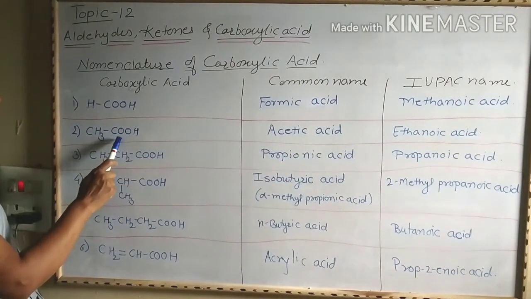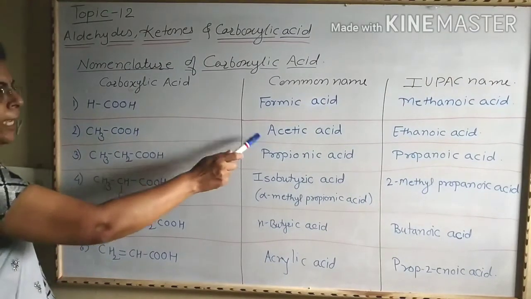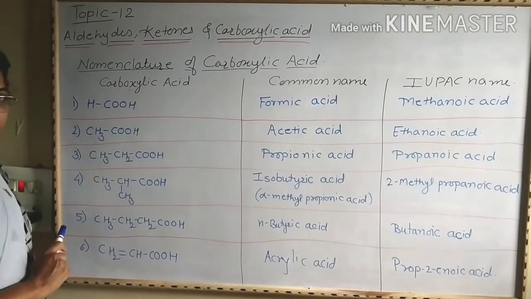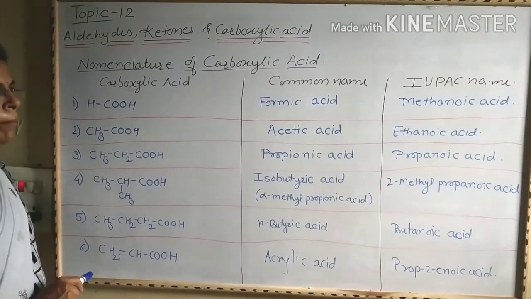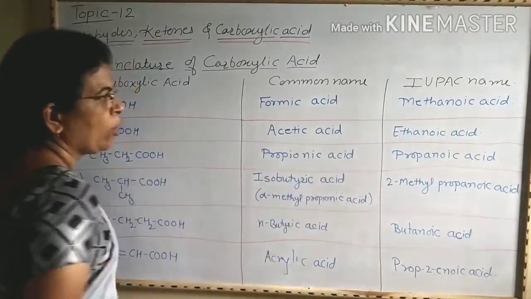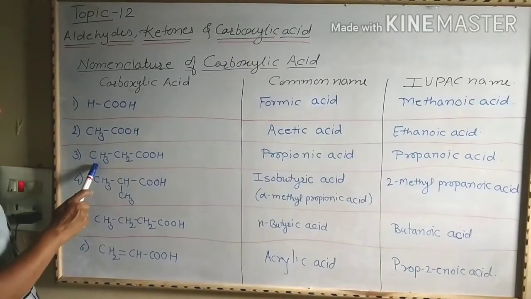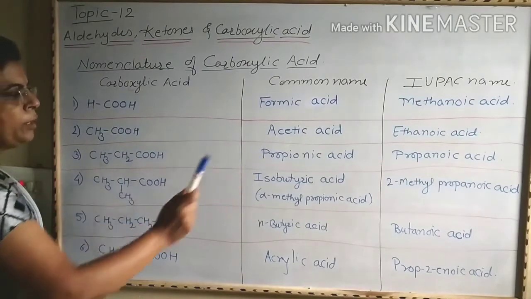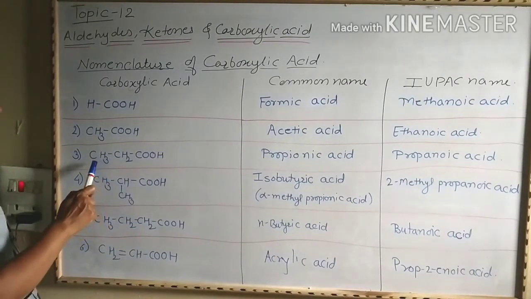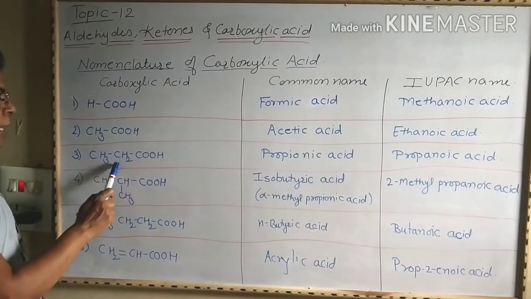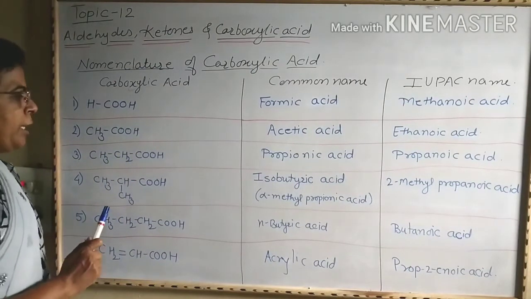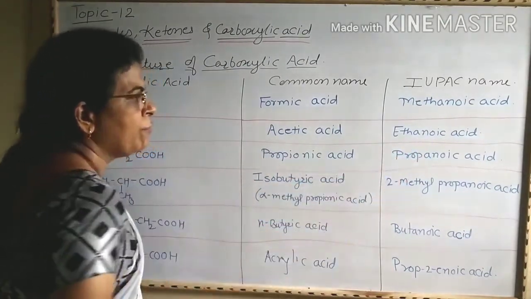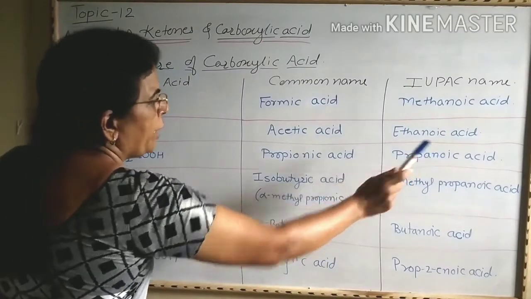Then second, CH3COOH. It is acetic acid. Now here there are 2 carbon atoms, therefore parent alkane becomes ethane. Replace suffix E from ethane by OIC acid, it becomes ethanoic acid. Next, third, CH3CH2COOH. Common name of this compound is propionic acid. Now in case of IUPAC nomenclature, there are 3 carbon atoms, therefore parent alkane is propane, and it becomes propanoic acid. Replace suffix E from propane by OIC acid, propanoic acid.